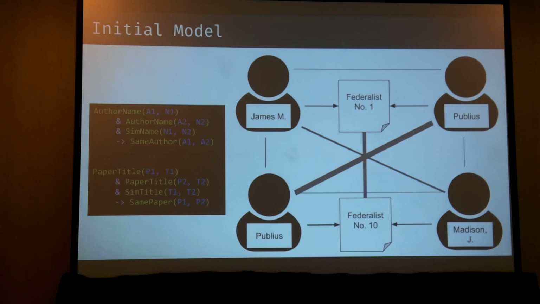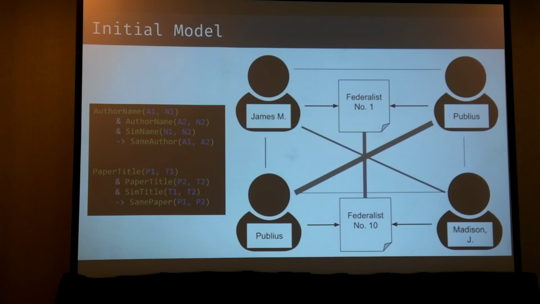And our initial rules are going to be really simple. We're going to have rules like this. So we're going to have author name A1, N1, author name A2, N2. All we're doing is collecting the names for the authors. And we're really just saying, if those names are similar, that's evidence that they're the same author. And then we're going to do the same thing with paper titles.